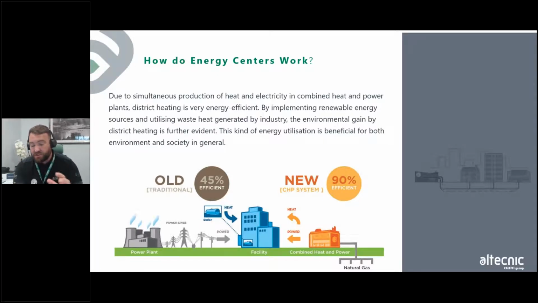We use big large accumulators, so we can store large amounts of hot water which are needed for it. So we can see that new CHP can run up to 90% efficiency, so it's twice as efficient as the old traditional methods of how we do things as well.